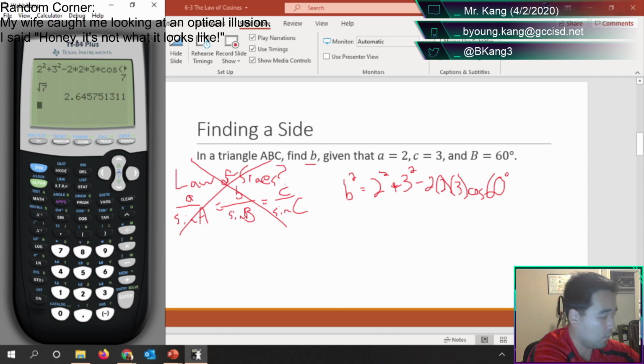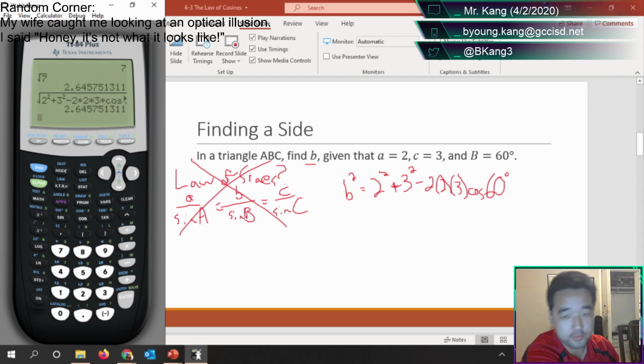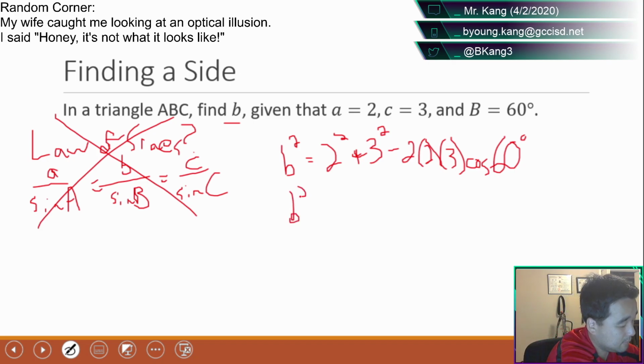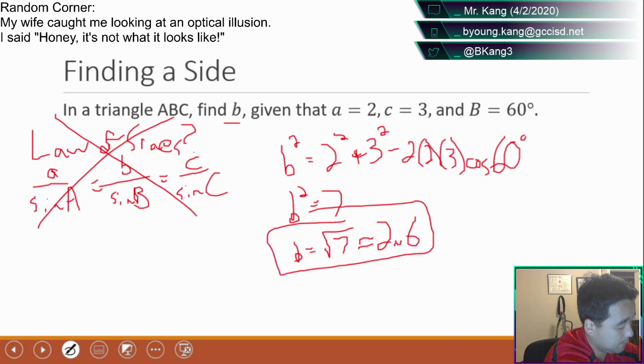You could have square rooted the whole thing whenever you started typing, which is what I'm probably going to do from now on, but yeah, you could have just square rooted to begin with. But there you go, side B is 2.6, and that's how you use law of cosines to find a side. Alright, so that's how you use law of cosines to find a side.